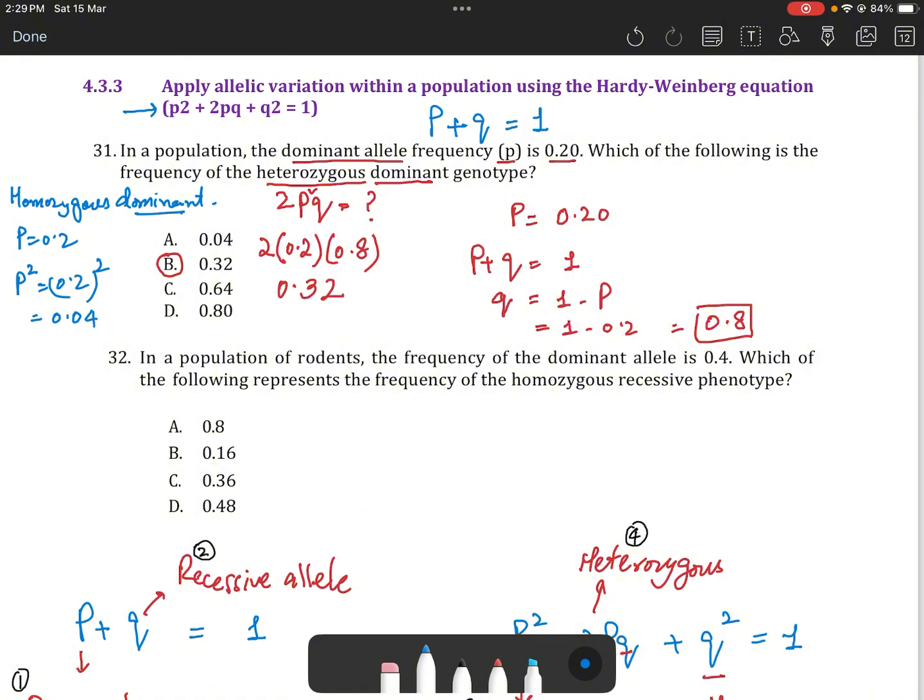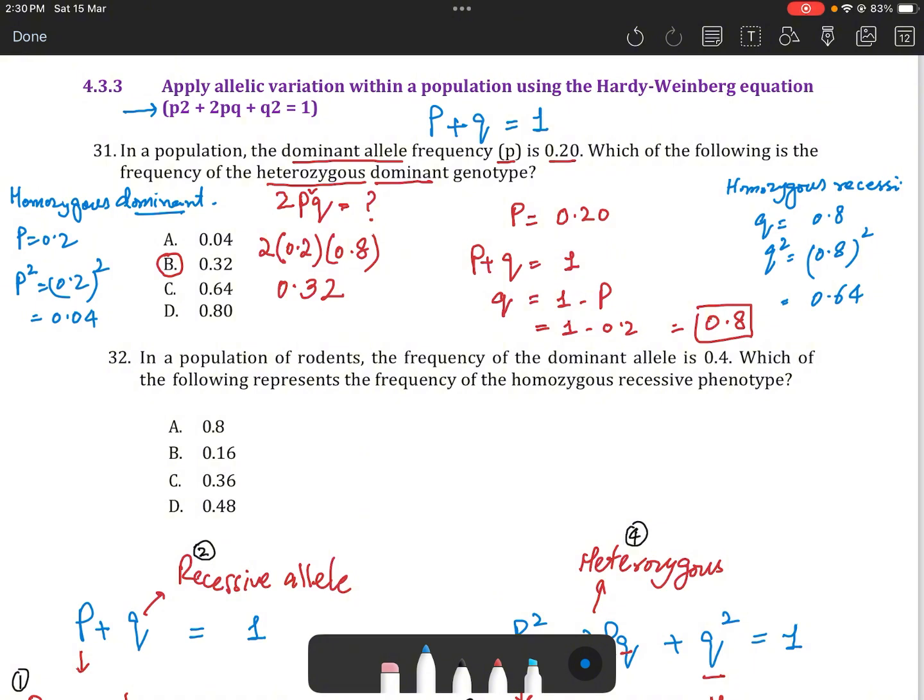If they want you to find homozygous recessive, you find q as you did already. So you got q is equal to 0.8, you do q square and take the square of the other side, and that is going to be 0.64. So see, all kinds of options are available over here.